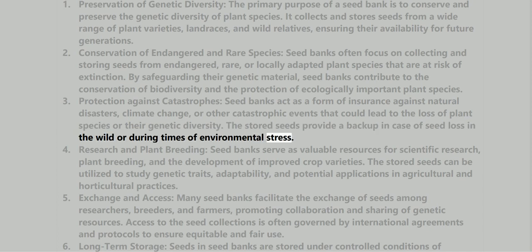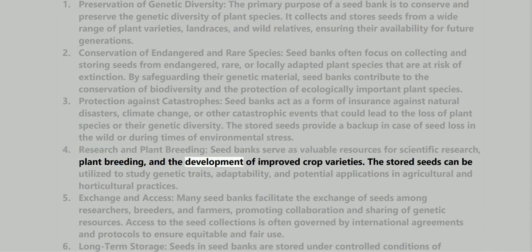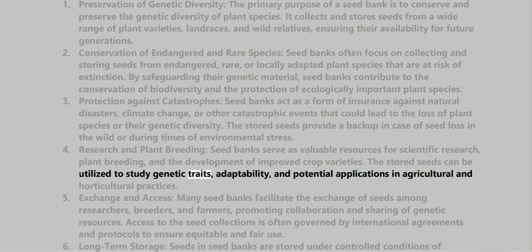4. Research and plant breeding. Seed banks serve as valuable resources for scientific research, plant breeding, and the development of improved crop varieties. The stored seeds can be utilized to study genetic traits, adaptability, and potential applications in agricultural and horticultural practices.